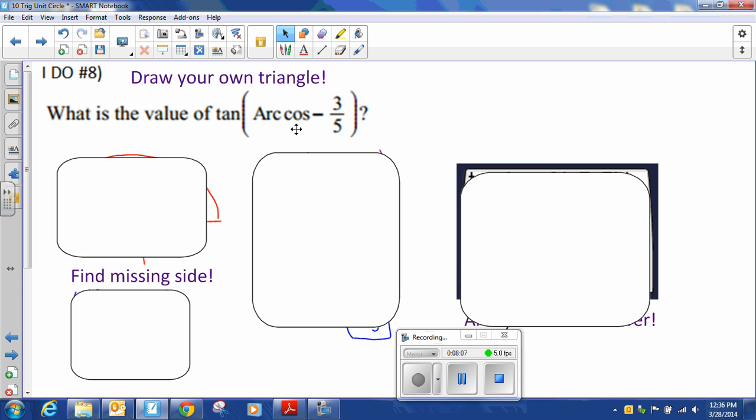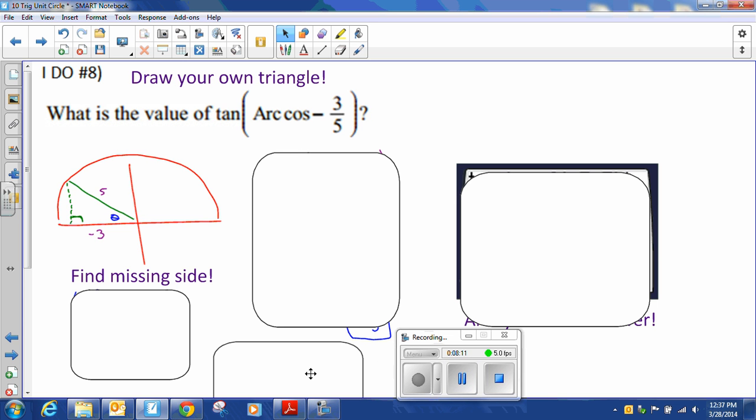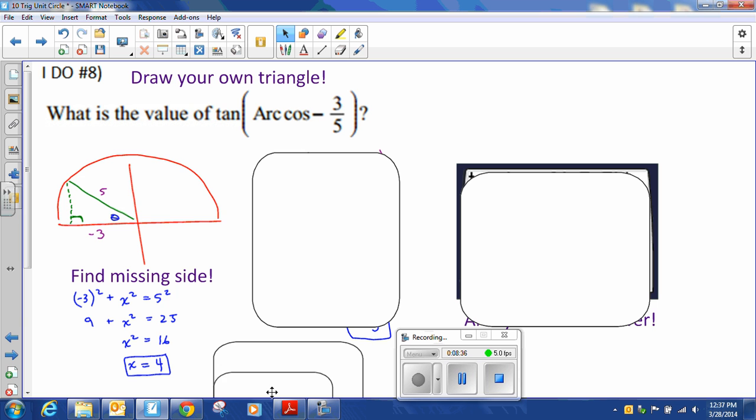All right, what angle gives you a cosine of -3/5? Well, I almost said unit circle, but it's not a unit circle because the radius is 5, because that's the hypotenuse. Because I know cosine of theta is adjacent over hypotenuse, it's -3 over 5. I know it must be in quadrant 2 because cosine is negative. So we need to find the missing side of this triangle. We can use the Pythagorean theorem, or you can realize that this is a 3, 4, 5 triangle.